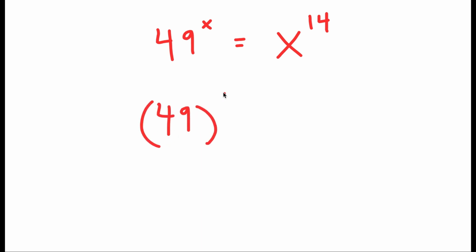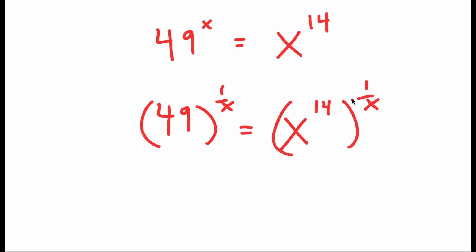Alright, so in this video, I'm going to solve the equation 49 to the power of x is equal to x to the power of 14. So to solve this, I'm going to first start by taking the power of 1 over x on both sides. So I get 49 to the power of x, to the power of 1 over x, is equal to x to the power of 14, to the power of 1 over x.